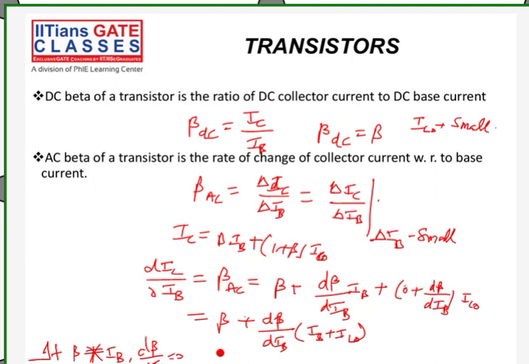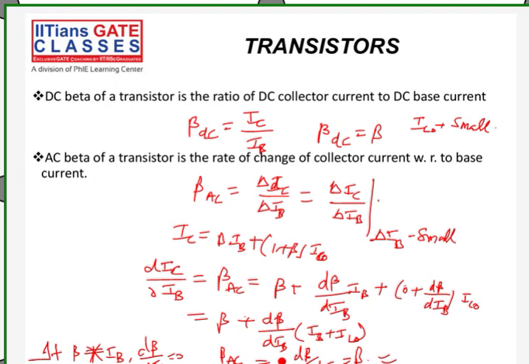In this case, that beta AC, which is given as dIC divided by dIB, is equal to d beta divided by dIB, which is equal to beta. That is, beta AC is equal to beta. We can directly write beta AC is equal to beta if beta is not depending on IB.